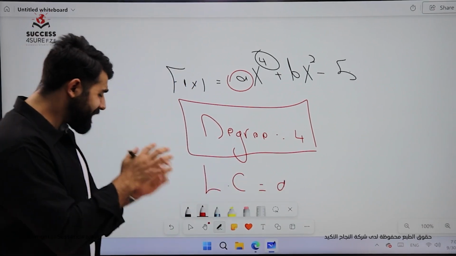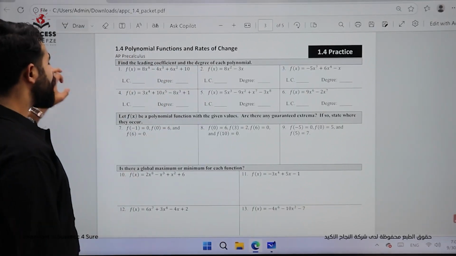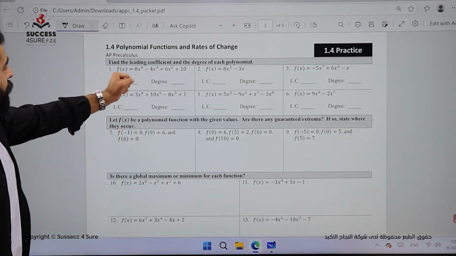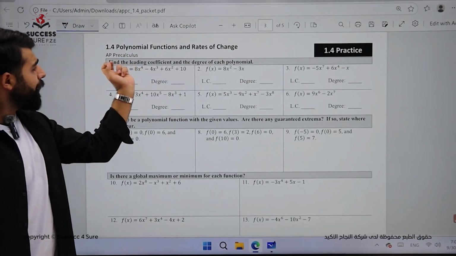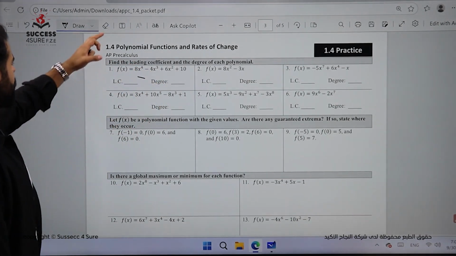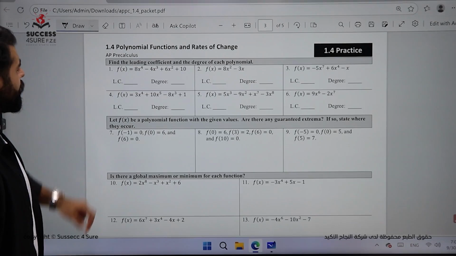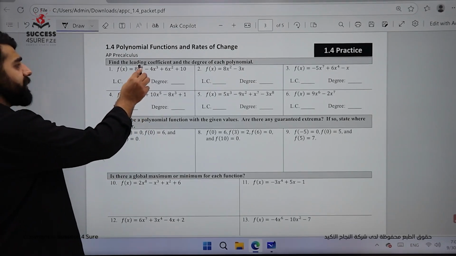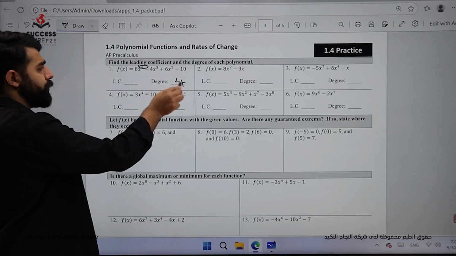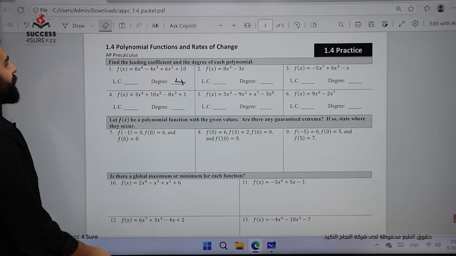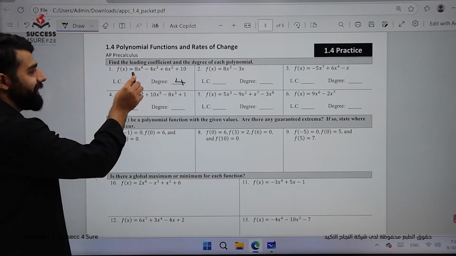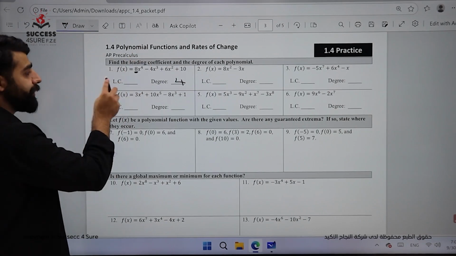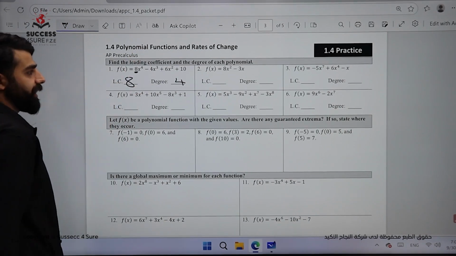Now, to get the full understanding of that, let's solve these examples. The first one: what is the highest power in this function? f of x equals 8x to the power 4 minus 4x cubed plus 6x squared plus 10. The highest power is 4, so the degree is 4. Now, what is the leading coefficient? It's the factor, which is the number behind the x that has the highest power. So the leading coefficient is 8.